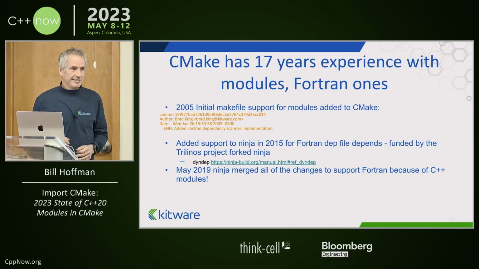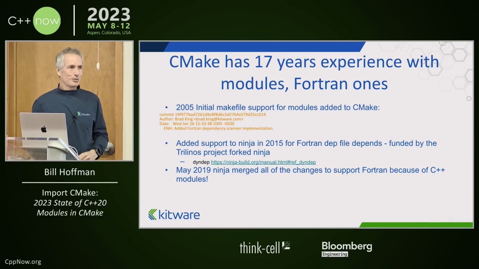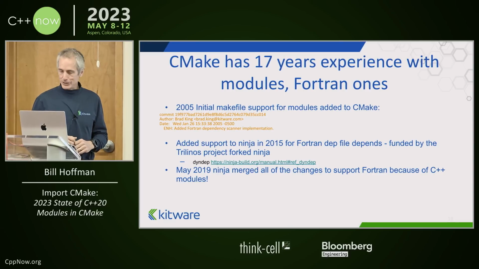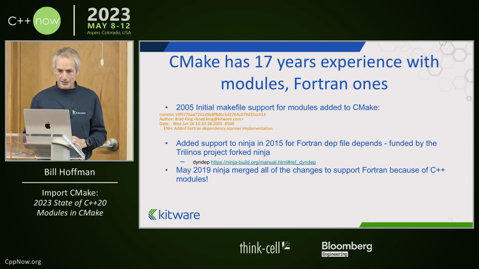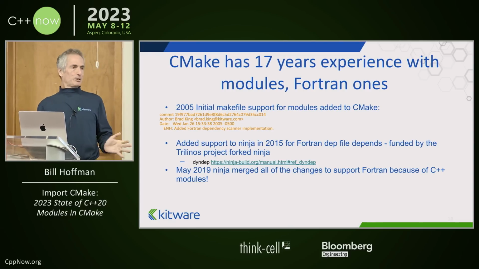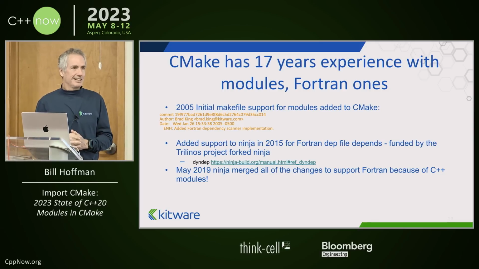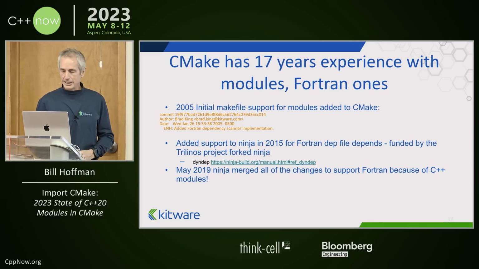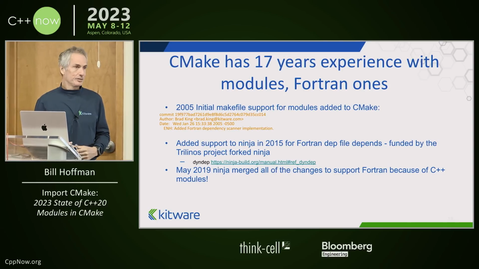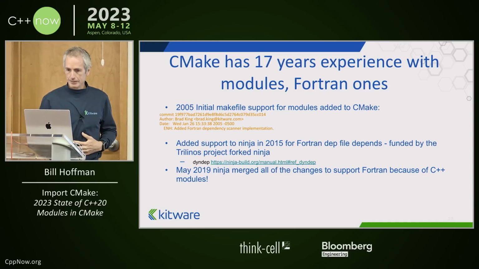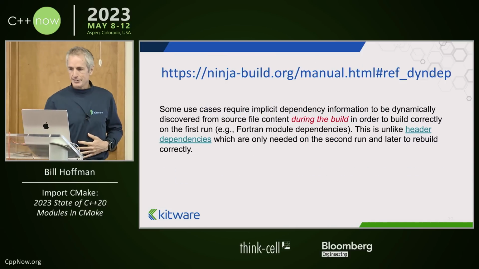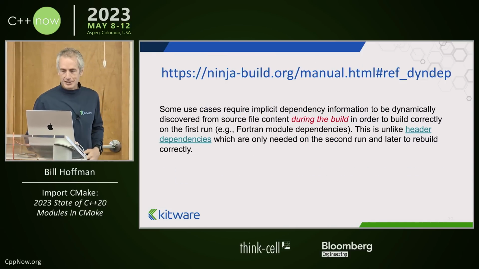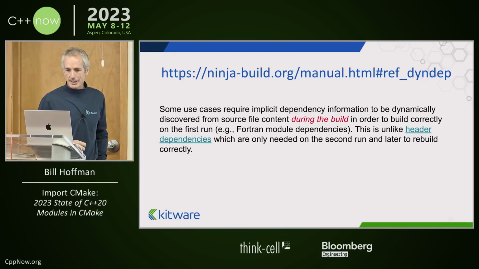So despite working with them, they had very low interest in actually upstreaming it, so we had to fork Ninja. And then C++ modules came around, and then suddenly they got interested in this support. But fortunately, we already had it, and it was in pretty good shape. So 4 years later, they finally merged the change because of C++ modules. So that's the reference in the Ninja manual for dynamic dependencies.